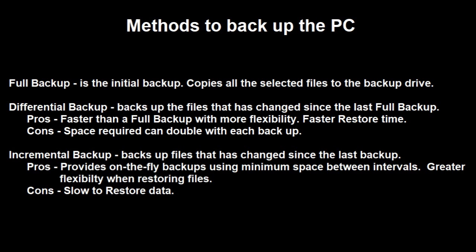Next, there are three methods to back up the PC. A full backup is the initial backup. When you create your first backup of the PC, a full backup is performed by copying all the selected files to the backup drive. It is also used whenever there is a major change to the system, like an update to the operating system. For example, the recent Windows 10 feature and Mac OS Mojave updates are a good example of doing a full backup before installing the update. If the update crashes the operating system, you would be able to restore your PC to its original state before the update. A full backup is a long process, but worth it.